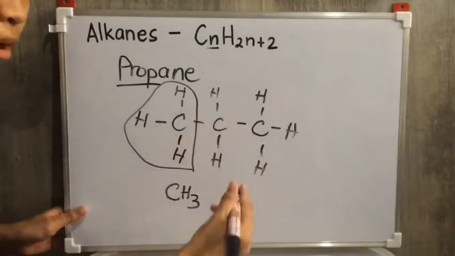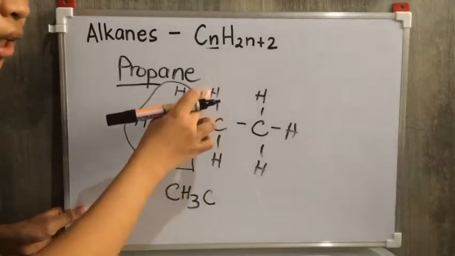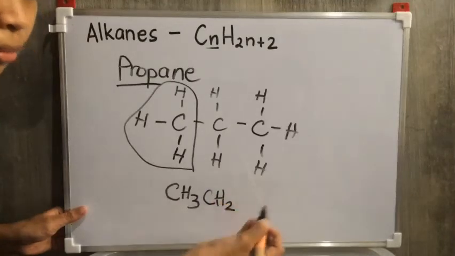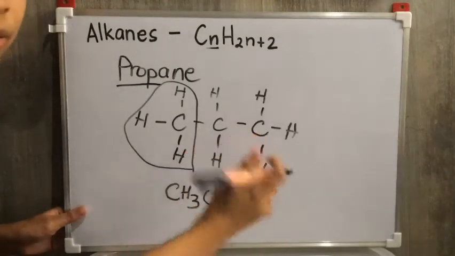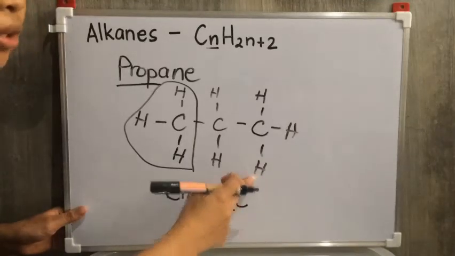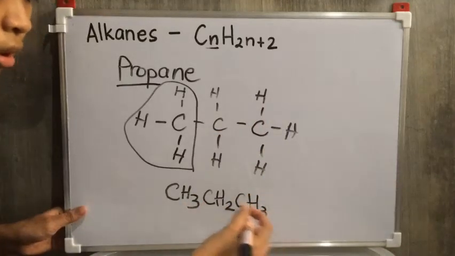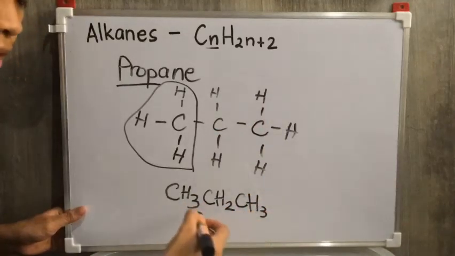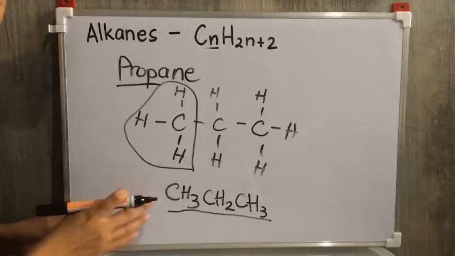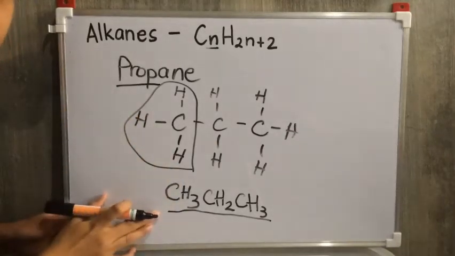Next is this one. Next carbon, second carbon, C. How many hydrogens does it have? It has 2 hydrogens. CH2. Next is the third carbon, C. How many hydrogens again? We have 1, 2, and 3. H3. CH3, CH2, CH3. This is known as the condensed structural formula of propane. So, we have the expanded and we have the condensed.